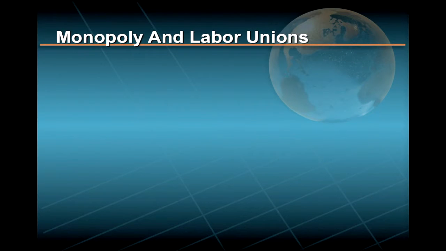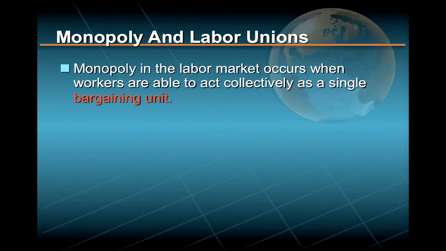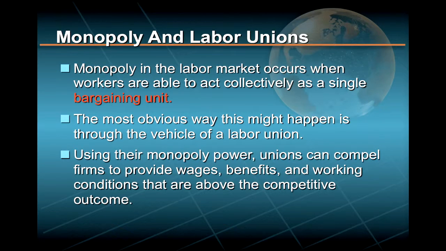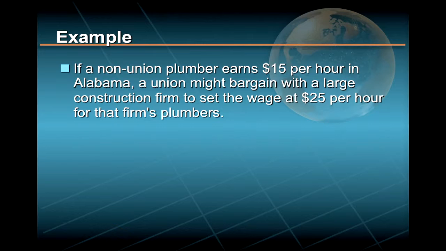Let's turn now to the other side of the labor market coin, the case of monopoly. Monopoly in the labor market occurs when workers are able to act collectively as a single bargaining unit. The most obvious way this might happen is through the vehicle of a labor union. Using their monopoly power, unions can compel firms to provide wages, benefits, and working conditions that are above the competitive outcome. For example, if a non-union plumber earns $15 per hour in Alabama, a union might bargain with a large construction firm to set the wage at $25 per hour for that firm's plumbers.